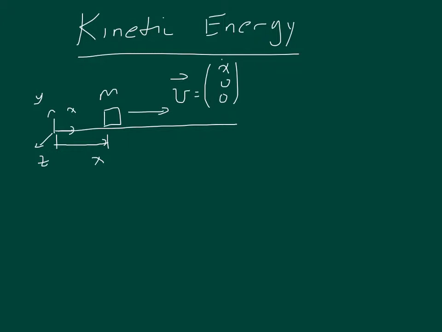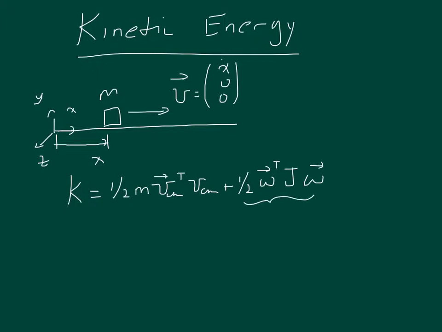So the kinetic energy, if you remember the formula, is going to be 1/2 mass times the velocity of the center of mass transpose velocity of the center of mass plus 1/2 omega, that's the angular velocity vector, transpose J omega. So in this particular case we don't have any angular velocity since the mass is not rotating in any way, and so this would be equal to 0.